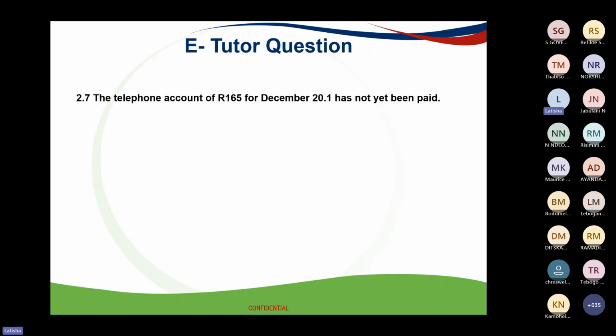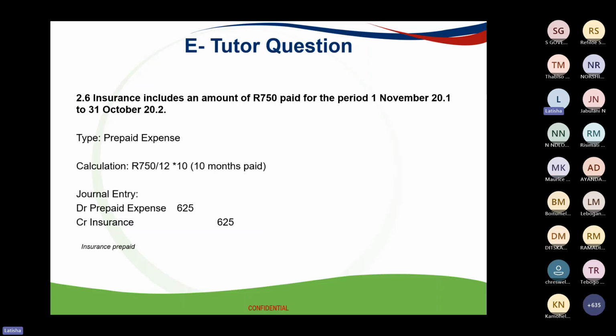Then, there's a few people saying 2.6, so let's just stop here for a minute and let me rephrase and go through some of the questions you guys have. I think there's a lot of questions regarding the 10 months and the 12 months. So if we think about it, our year is Jan 20.1 to December 20.1. That means we should pay our insurance for that 12-month period. So with the information telling us that insurance includes an amount of 750 Rand paid, that means it's already recorded as an expense in our trial balance.